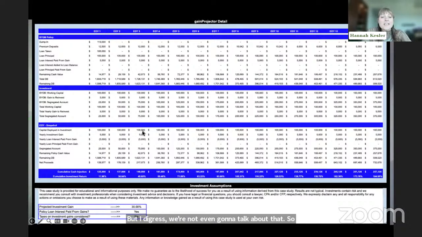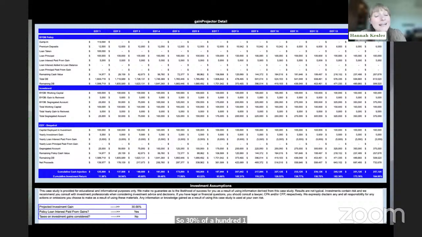So at the end of year three, month 36, what happened? I have 100,000 that's deployed into that investment, and I made another 30%. So 30% of 100,000 is 30 grand. But again, I didn't really make 30,000 because I have to take into consideration the loan interest that I pay to the insurance company.